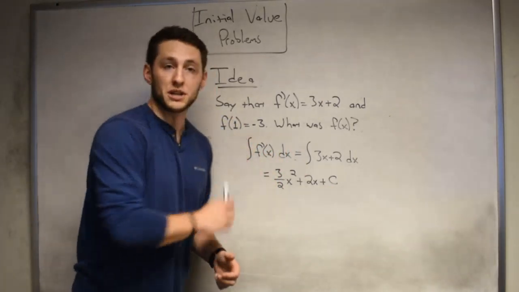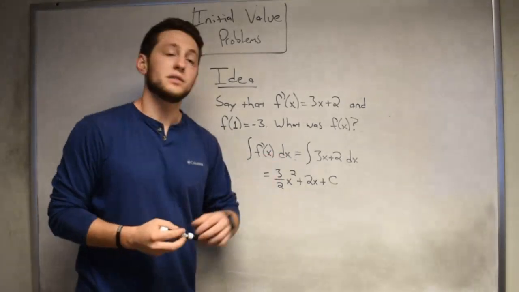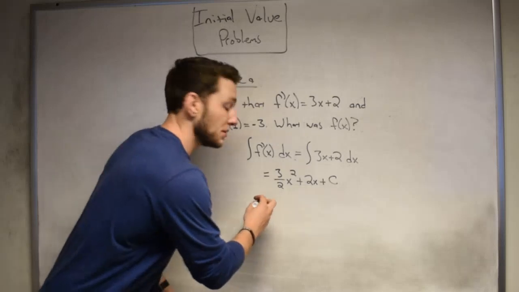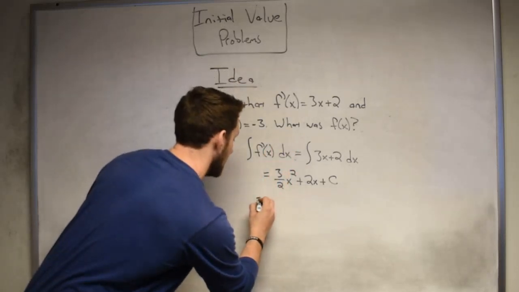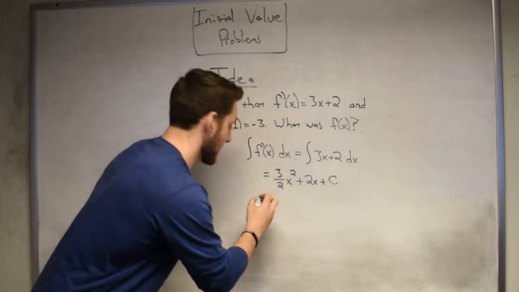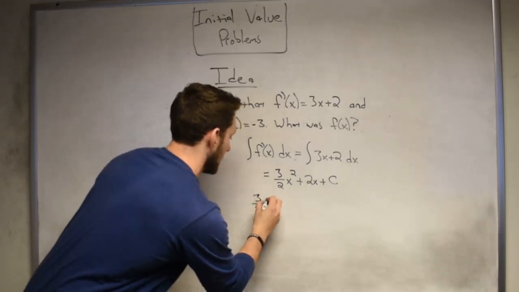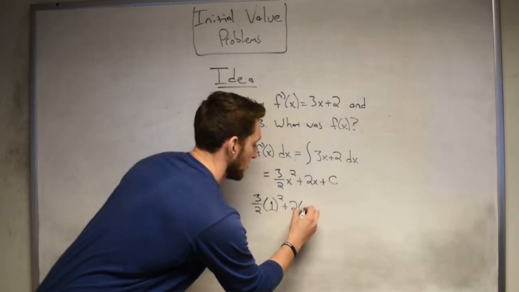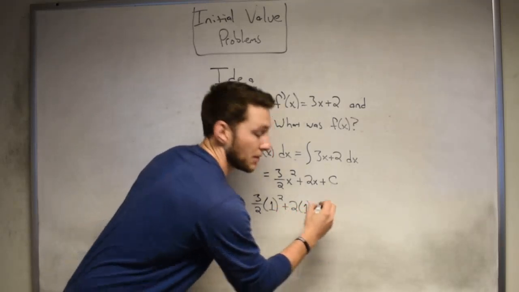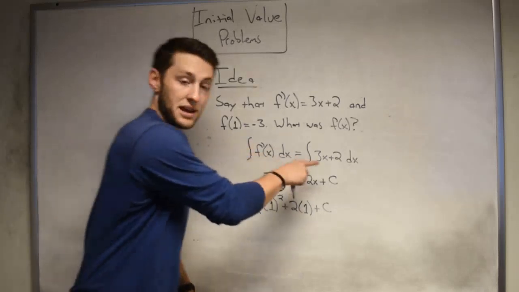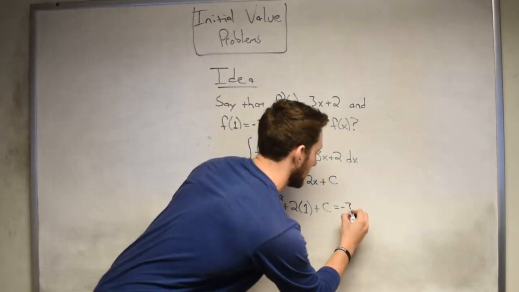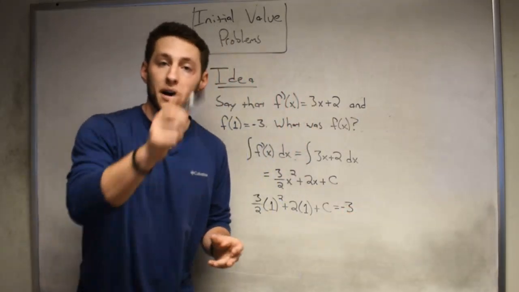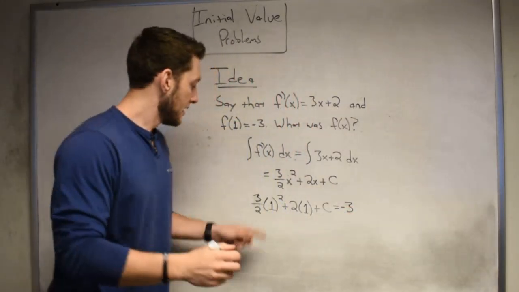But we have new information. f of 1 was equal to -3. Now what does this tell us? It tells me that if I plug in 1 to this function, which is a candidate for f of x, I get 3/2 times 1 squared plus 2 times 1, and we still have the plus c, that thing should equal -3. But now hold up. From here we can do some solving out.